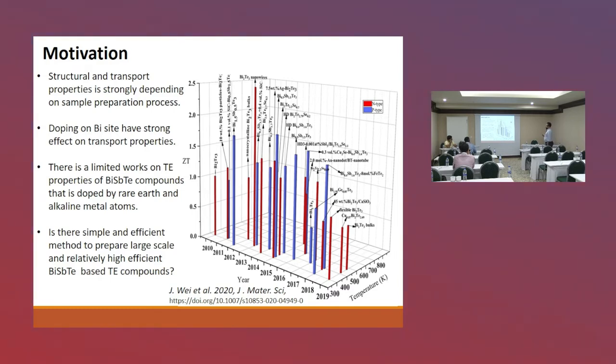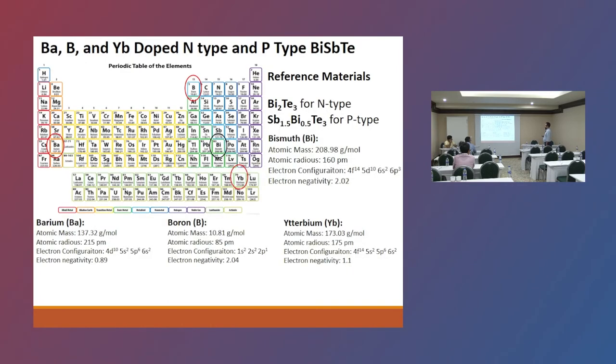And we are also looking for a simple and efficient way to improve the thermoelectric properties. When we want to make mass production of these materials, we cannot use complicated and expensive processing. So we use a simple and very efficient processing that I'm going to talk about now. First of all, we are using two different reference materials, bismuth telluride for N-type and antimony bismuth telluride for P-type. Then we doped with barium, ytterbium, and boron. As you see, these three materials have different atomic mass, atomic radius, and electronic configurations.